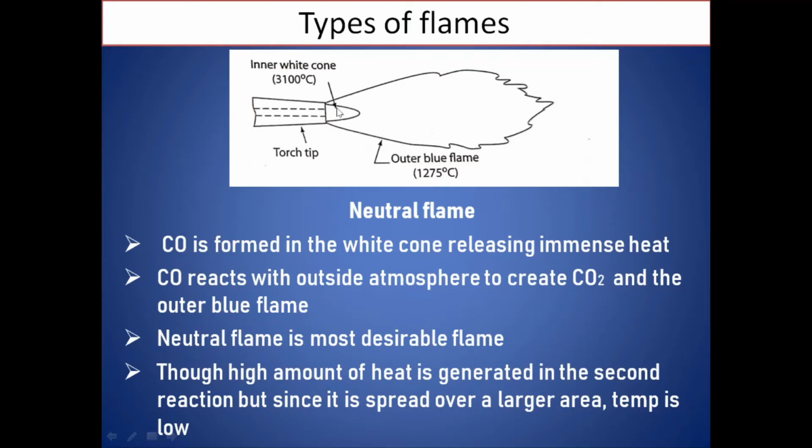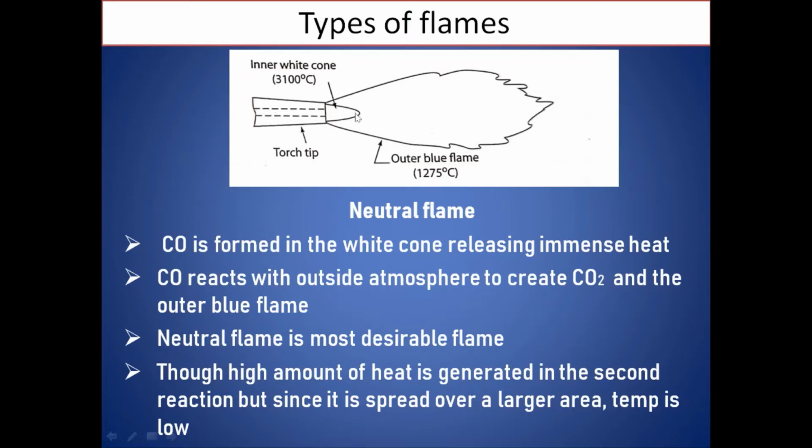The acetylene is burned at the tip of the burner, and that's why the small cone is formed. But in the second reaction, though the heat generated is equal to or more than the first reaction, because of the larger area of spread of the flame, the temperature is less than the inner white cone, at around 1275 degrees centigrade. This flame is because of the formation of carbon dioxide while burning carbon monoxide and acetylene, and the color of this outer flame is blue.